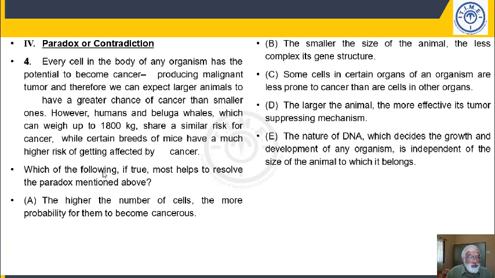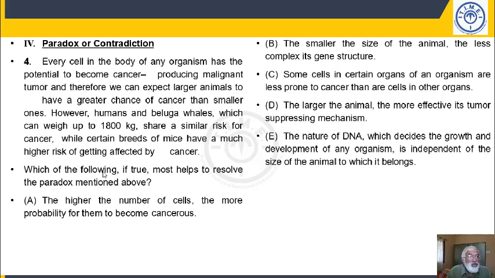So this question says, every cell in the body of any organism has the potential to become a cancer-producing malignant tumor, and therefore we can expect large animals to actually have a greater chance of cancer than smaller ones. Okay, the understanding here being that larger animals have more cells in their body than smaller ones do, and if every cell can become a tumor, then the more the cells, the greater the chance.